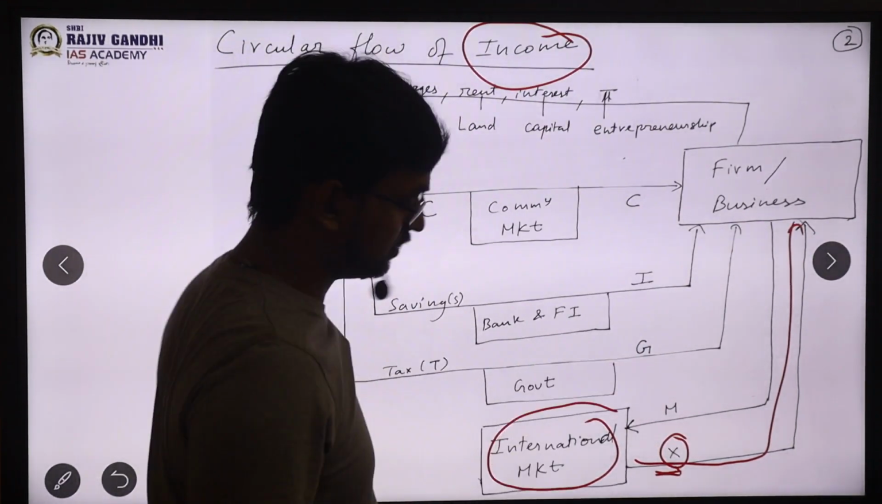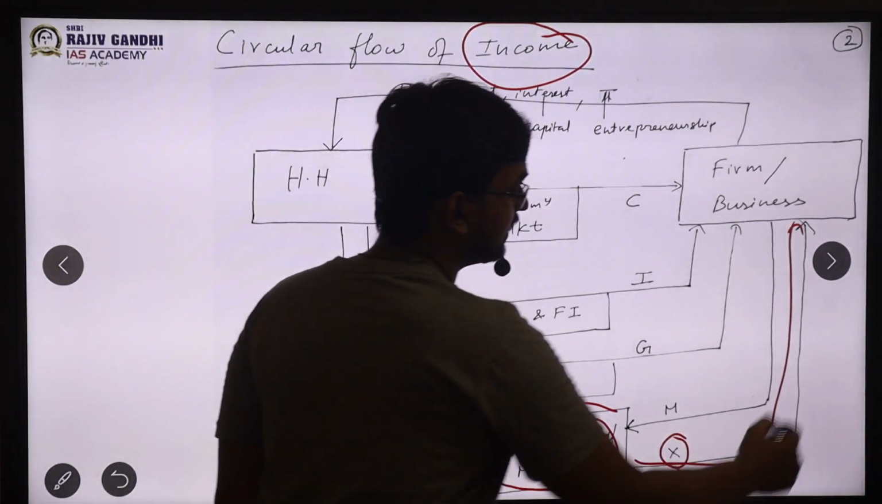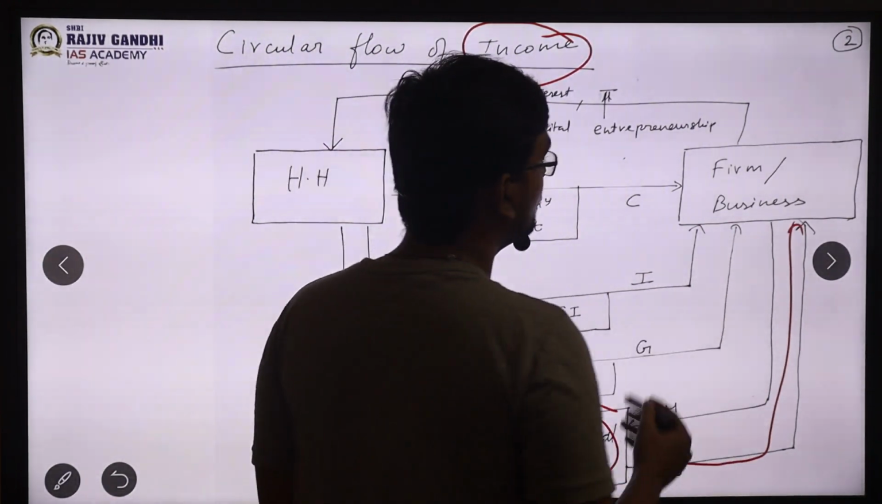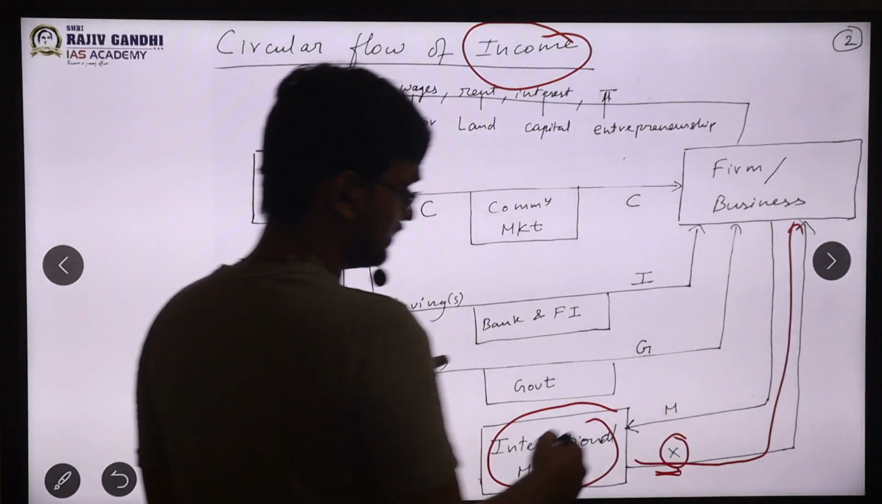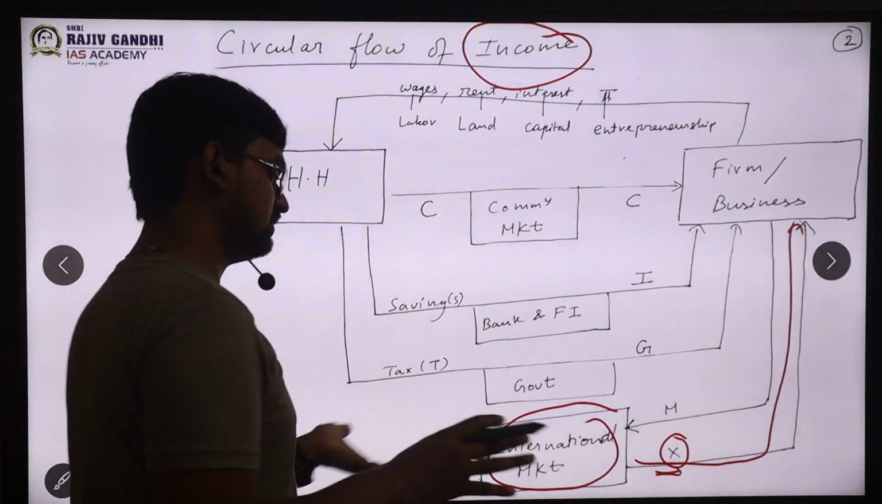We are not looking where the good goes. Okay, this is a circular flow of income. So in the international market, you are exporting means you will be getting money in, but you are importing means what? You have to pay. That means you will be sending money out. So this is the simple thing, the international market. And again, one more thing, this is also a simplification.